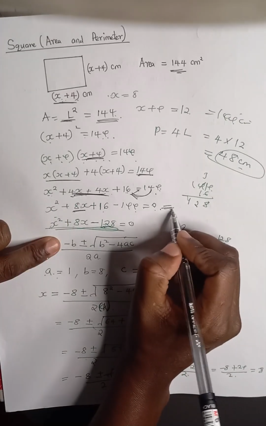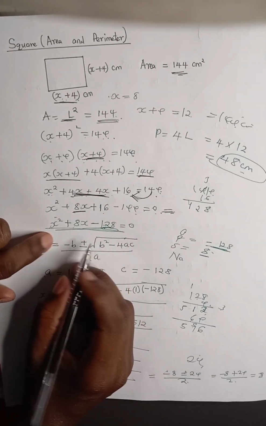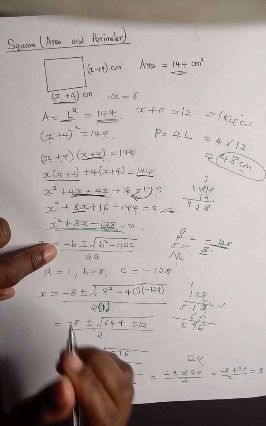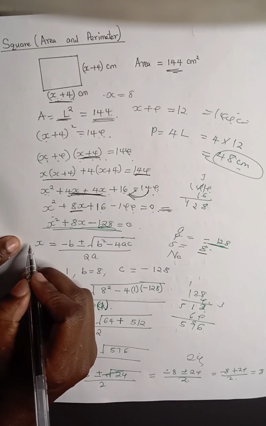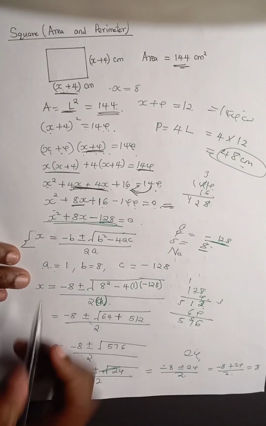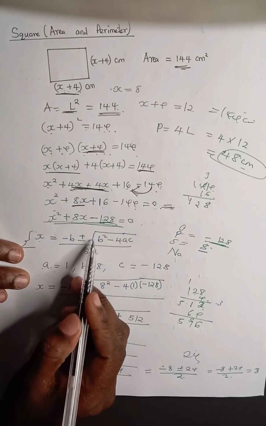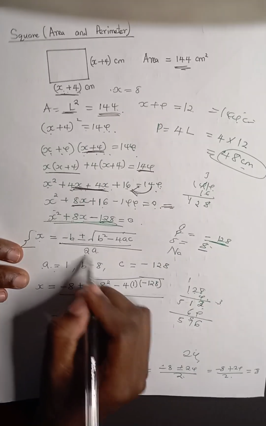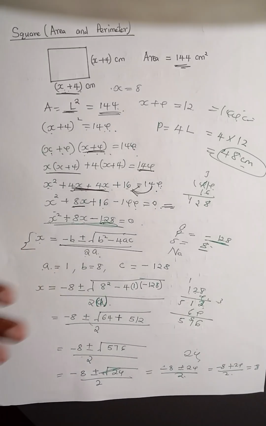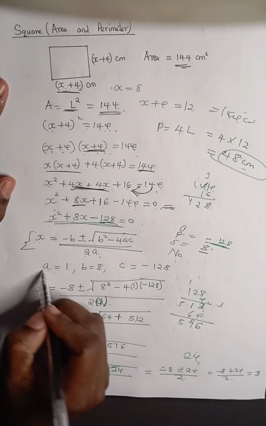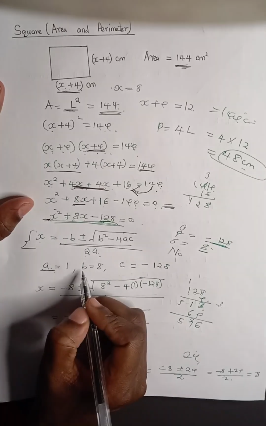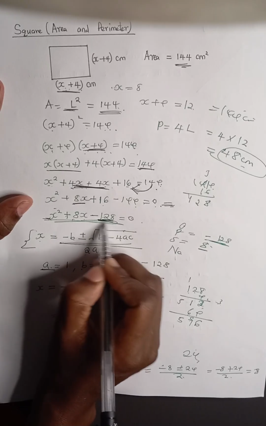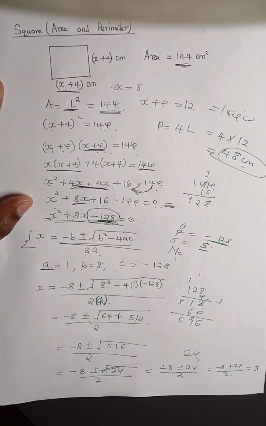Now, this is an algebraic equation. Next, we find the value of x. It is x squared plus 8x minus 128 equals 0. We find the value of x using the quadratic formula, okay? Now, it says x equals negative b plus or minus the square root of b squared minus 4ac, all over 2a. Now, we find the values of a, b, and c. And you know the value of a is the coefficient of x squared, the value of b is the coefficient of x, which is 8, and the value of c is the last part, the constant, which is negative 128.